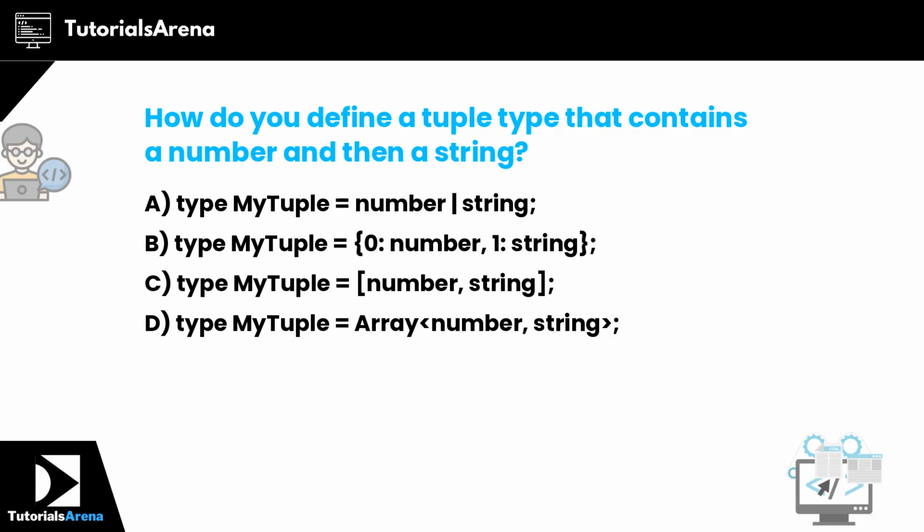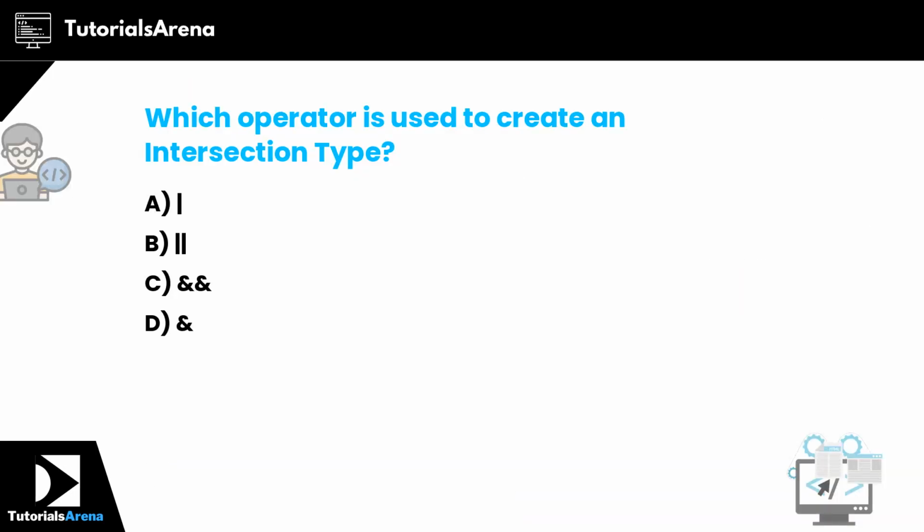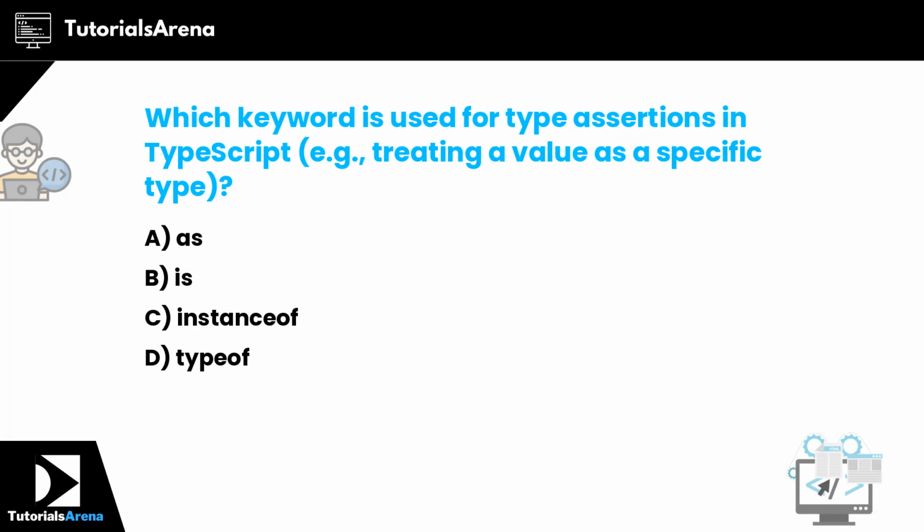How do you define a tuple type that contains a number and then a string? The correct answer is option C, type MyTuple = [number, string]. Which operator is used to create an intersection type? The correct answer is option D, &. Which keyword is used for type assertions in TypeScript, e.g., treating a value as a specific type? The correct answer is option A, as.